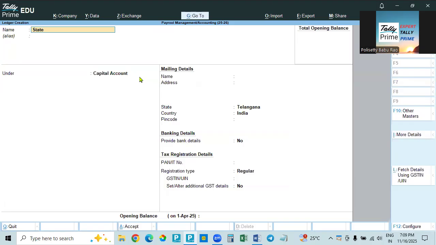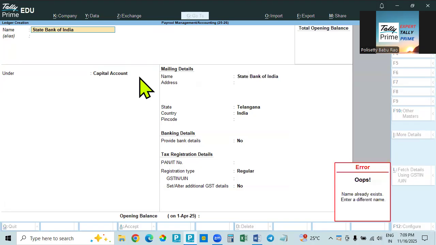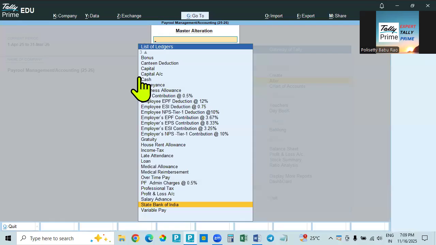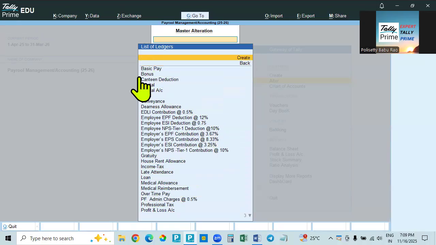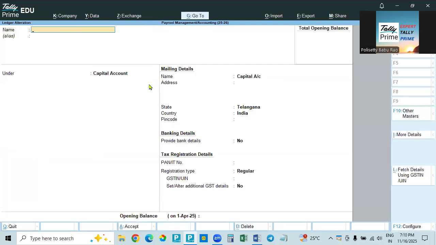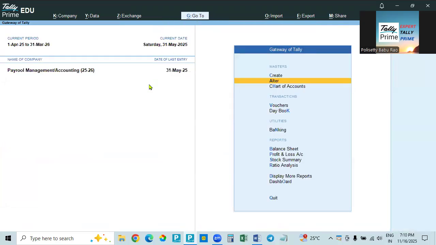Then State Bank of India we will create. The State Bank is already available, and the capital account is also already created, so we don't need to create them. So the proprietor contributed some capital, paid it into the bank, and then we give the advance. That is to be done in the beginning itself.